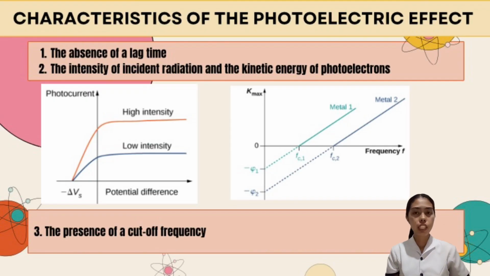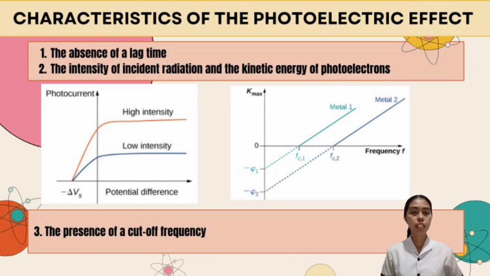There are three characteristics of the photoelectric effect. First is the absence of lag time. It refers to the immediate emission of electrons when radiation strikes a target material without any delay. Second is the intensity of incident radiation and the kinetic energy of photoelectrons. In our first graph, the detected photocurrent plotted versus the applied potential difference shows that for any intensity of incident radiation, whether the intensity is high or low, the value of the stopping potential is always the same.